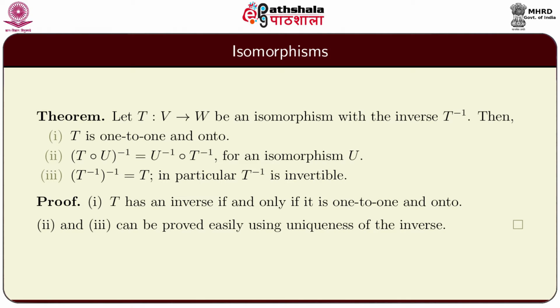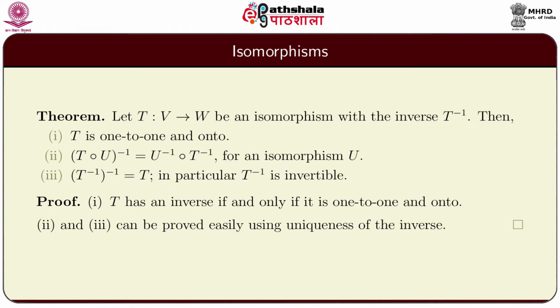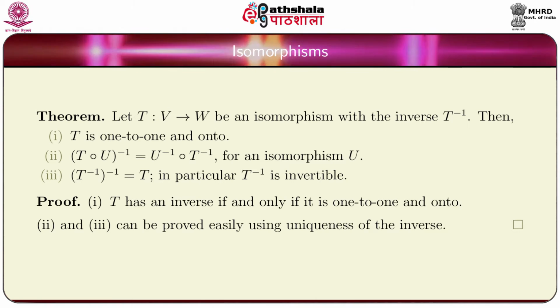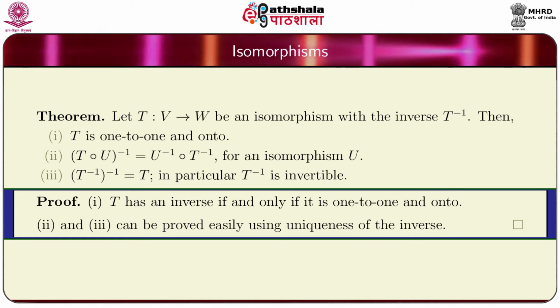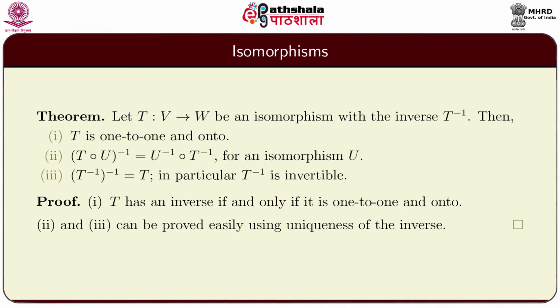This theorem lists down some simple properties of an isomorphism. Suppose that T from V to W is an isomorphism with the inverse U, then T is 1-1 and onto, T circle U inverse is U inverse circle T inverse, and the inverse of T inverse is T. In particular, T inverse is invertible. The proof of statement 1 is true because T has an inverse if and only if it is 1-1 and onto, and 2 and 3 follow easily from the fact that an inverse, if it exists, is unique.